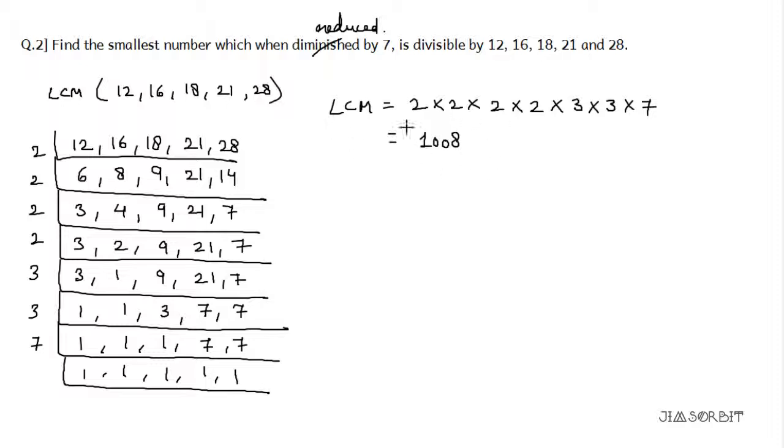Okay. Now what the question was saying, it is going to be divisible, but when diminished by 7, when it is reduced by 7, then only. If it is going to be reduced by 7, it has to be more by 7, and then we will reduce it, we will get this. So our answer here will be 1008 plus 7.